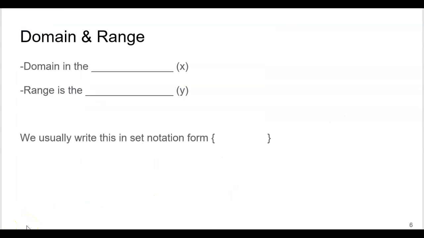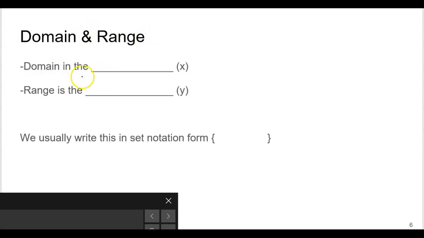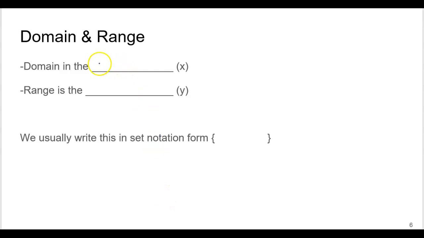The next thing we're going to talk about that we've kind of already been talking about is this idea of domain and range. Our domain is inputs or x values. Sorry, that looks bad. Our range is outputs. We usually write them in set notation. So we put these brackets, then we put commas. So we'll see this more in the next slide.